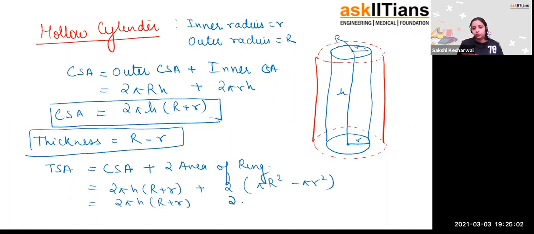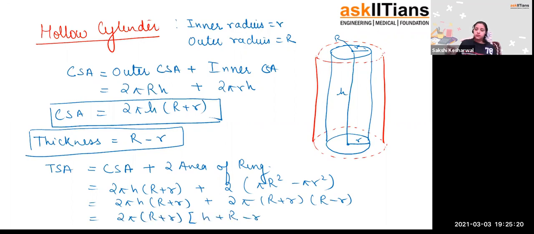It will be 2 pi h (R plus r), and this is 2 pi common. This is R square minus r square, that is (R plus r) into (R minus r), right? So you see that 2 pi (R plus r) is common. So you'll be left with h plus R minus r. That's it. You got it. So this is the TSA of your cylinder, right?